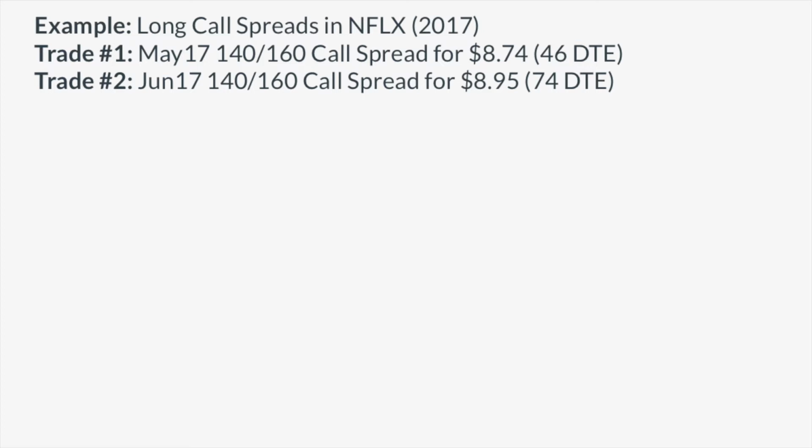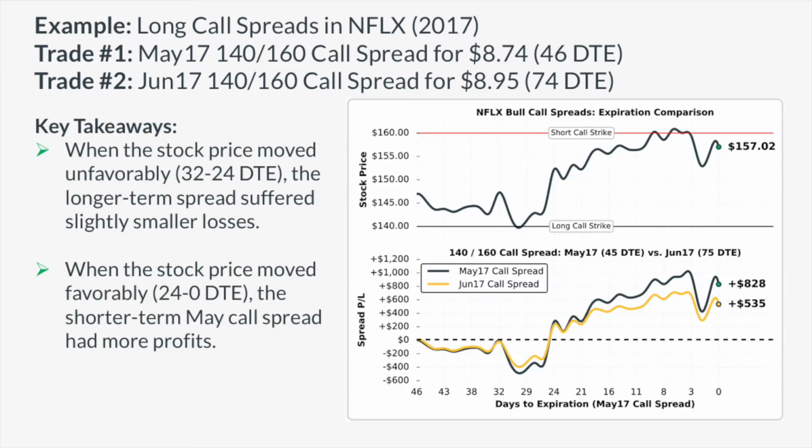So we're basically just comparing the same call spread in two different expiration cycles, and we're going to compare their P&L as the stock price is moving through time. Now, on the chart on the right, we're looking at the changes in the stock price relative to the strike prices of this call spread that we're comparing in two different expiration cycles. And on the bottom part of the chart, we're looking at the P&L of each spread as the stock price is changing. Now, here are the key takeaways from this chart.